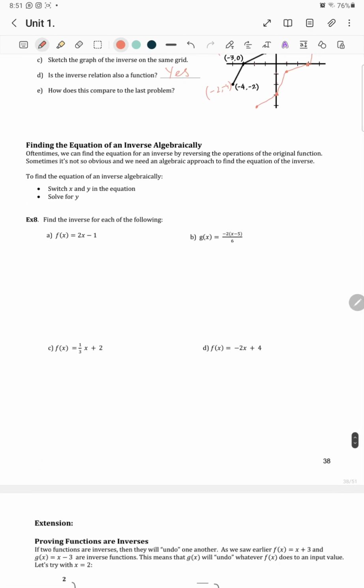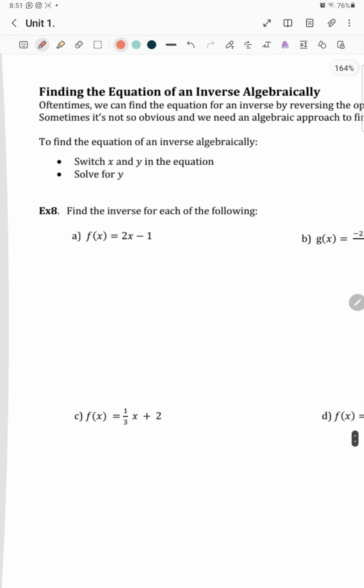Finding the equation of an inverse algebraically. Oftentimes, we can find the equation for the inverse by reversing the operations of the original function. Sometimes it's not so obvious and we need an algebraic approach to find the equation of the inverse. So first of all, to find the inverse, switch x and y and then solve for y.